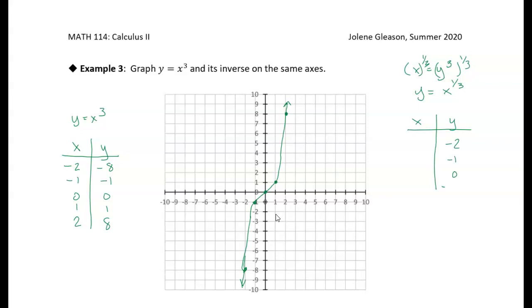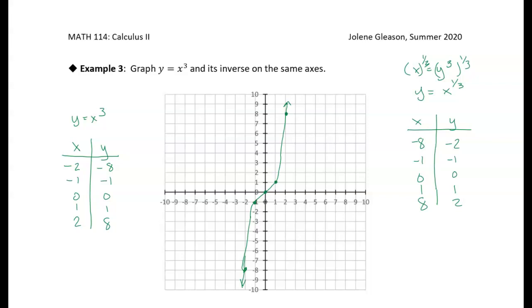I can take what was the input to x cubed and use it as the output. So I'm going to choose y values first, and then I know that the corresponding x values are the y values I had before: -1, 0, 1, 8. So you can see the inverse function just has the x and y values swapped.